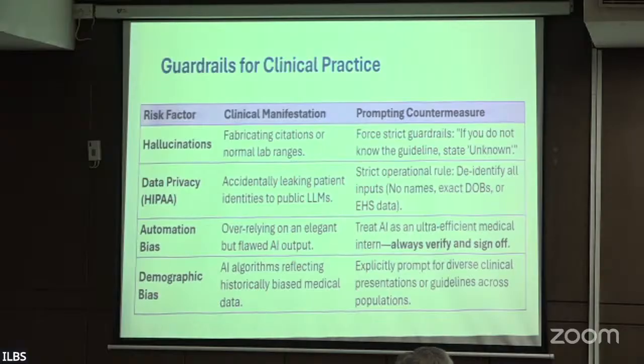It is accessible. Automation bias means over-relying on an elegant but flawed AI output. So you should always verify. And demographic bias: when we are applying an LLM, it may be trained with some demographic data, which may not be applicable to other races or different geographical areas.